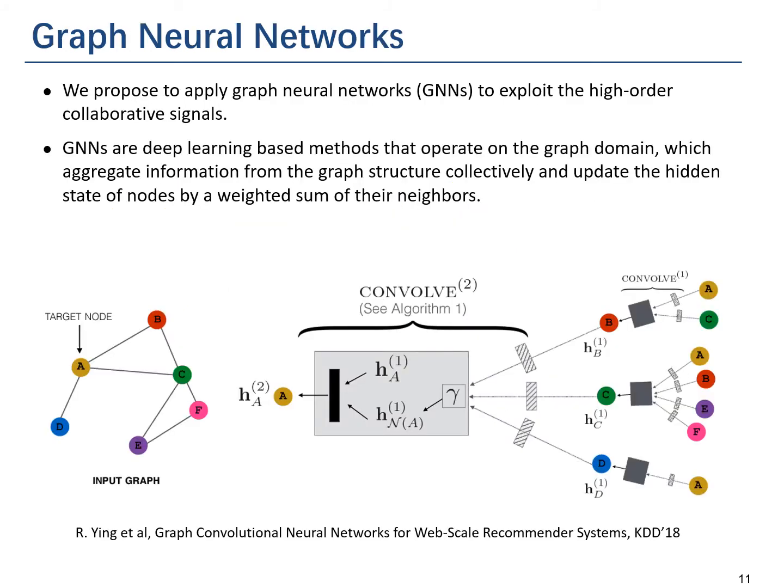To address this issue, we propose to apply graph neural networks to exploit the high-order collaborative signals. Basically, GNNs are deep learning-based methods that aggregate information from the graph structure collectively and update the hidden state of nodes by a weighted sum of their neighbors. Recently, GNN has been widely used in various graph-related tasks and achieved remarkable results.